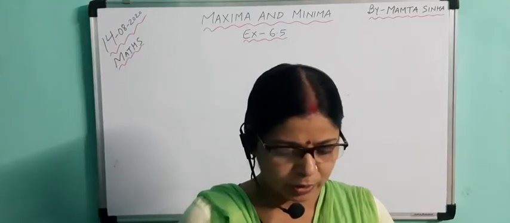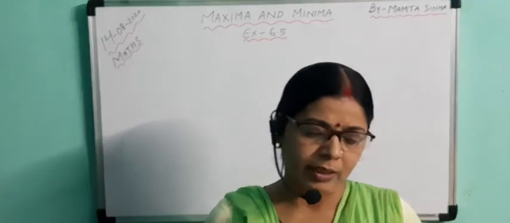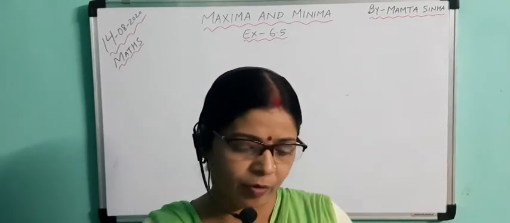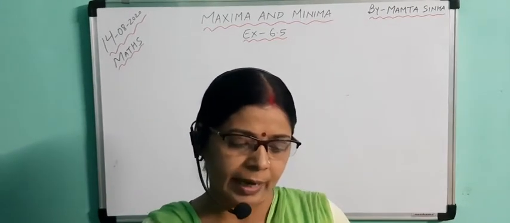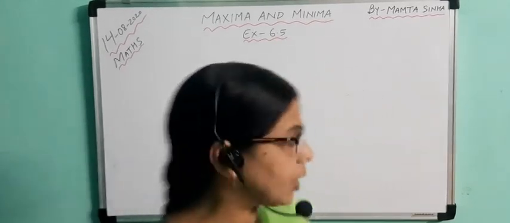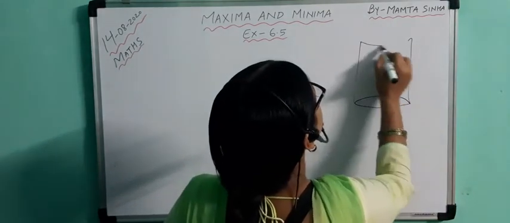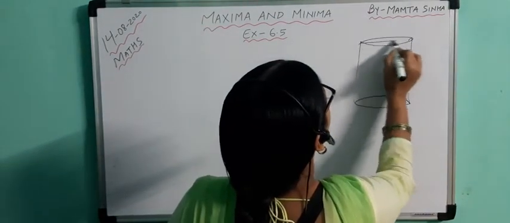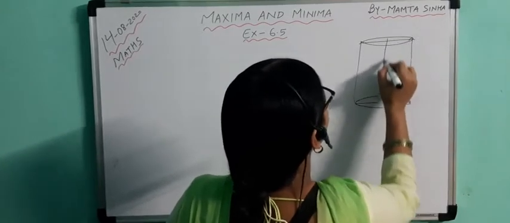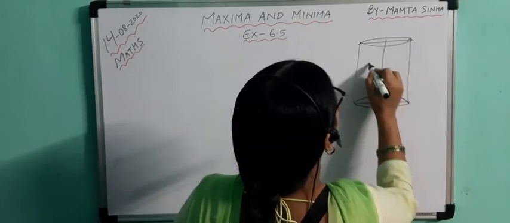Next question is question number 20. Question number 20 is: show that the right circular cylinder of given surface area and maximum volume is such that its height is equal to the diameter of the base. We have a right circular cylinder whose radius is r and height is h. So first of all, let the radius of the right circular cylinder be r and height be h.